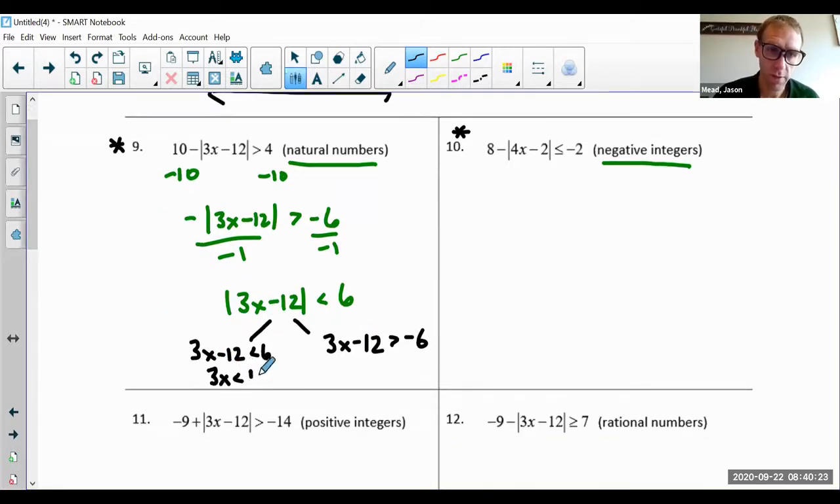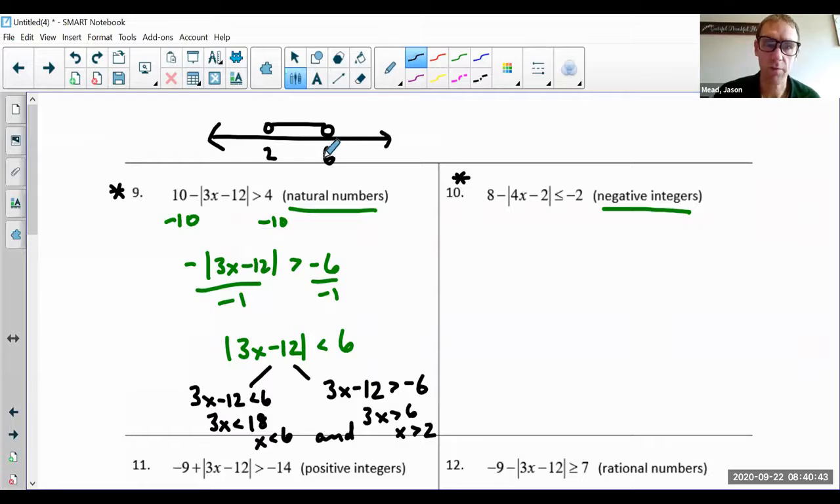So 3x is less than 18 after I add 12. So x is less than 6. Then I add 12 over here. So 3x is greater than 6, which means x is greater than 2. So x has to be greater than 2 and less than 6. So that makes me kind of figure out what those numbers are. And if I'm writing this in interval notation, I would say 2, 6, both with parentheses because these are open circles. However, the problem says that I have only natural number answers.